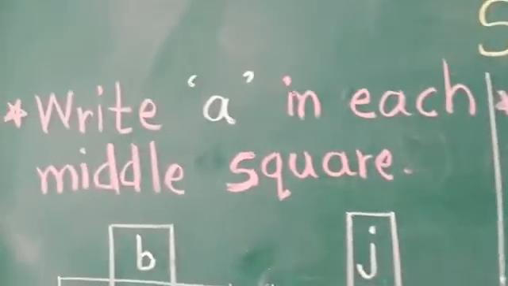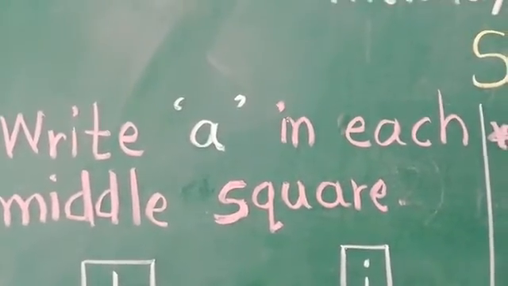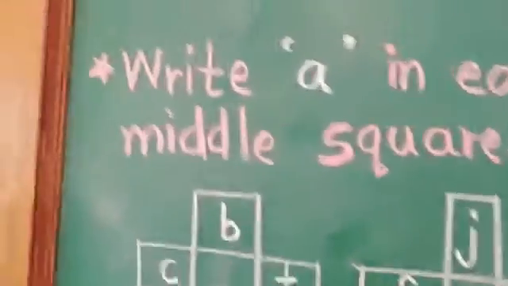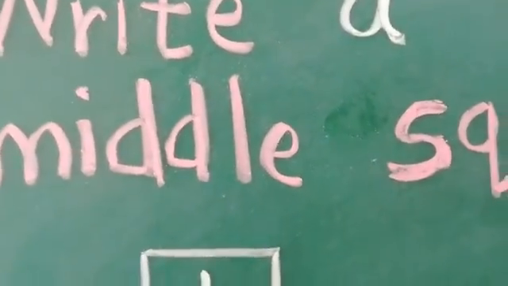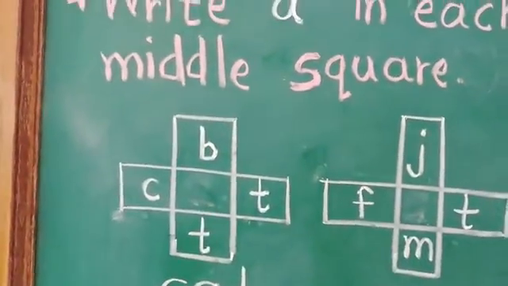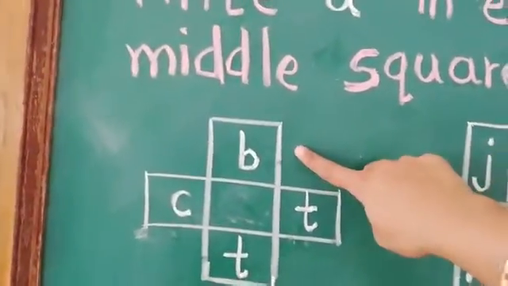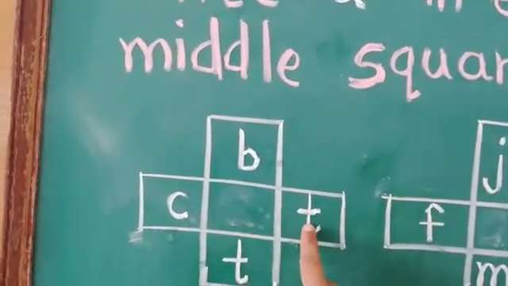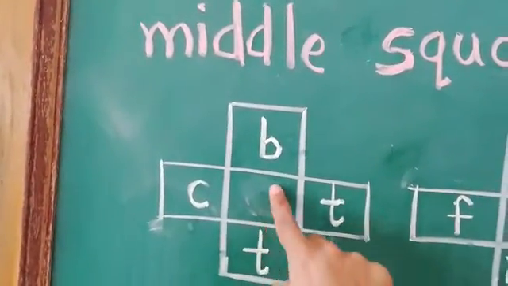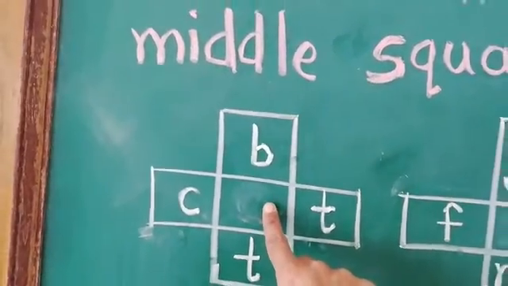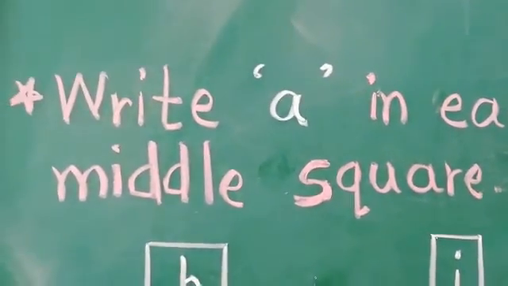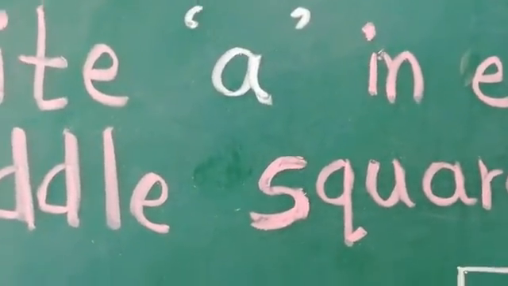See our first question. Write A in each middle square. You can see here two boxes. In first box you can see B dash T, C dash T. This is a blank space. What you have to write here? See the question. Write A in each middle square. You have to write A here. What you have to write? A.